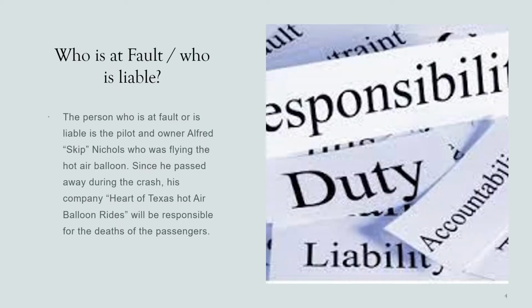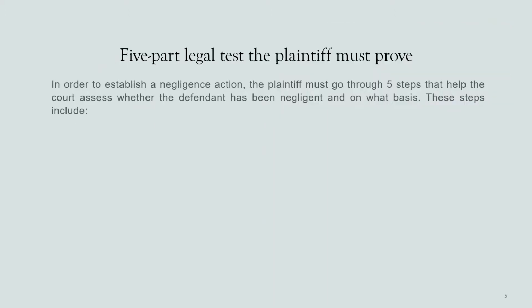Who is at fault and who is liable? So the person who is at fault or is liable is the pilot and owner Alfred Skip Nichols, who was flying the hot air balloon. Since he passed away during the crash, his company, Heart of Texas Hot Air Balloon Rides, will be responsible for the deaths of the passengers.